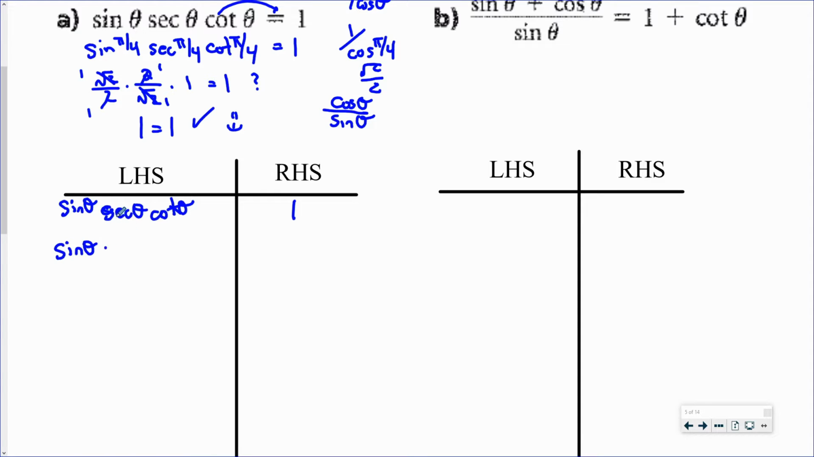But I know that secant theta is 1 over cos theta, and I know that cotangent theta is cos theta over sine theta. Now, again, I can't move anything to the right-hand side, but I am allowed to manipulate what I have here. So if anything cancels, like I got cos theta divided by cos theta, so that's 1.